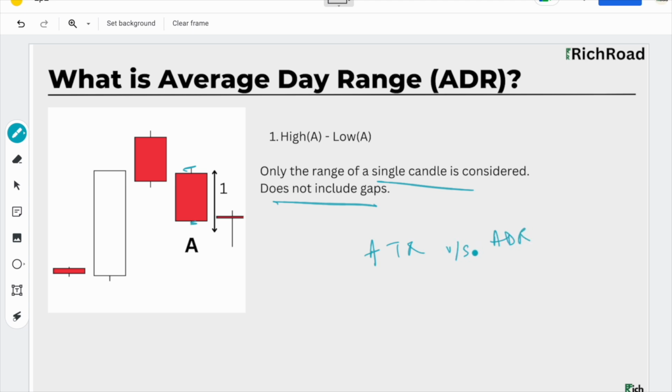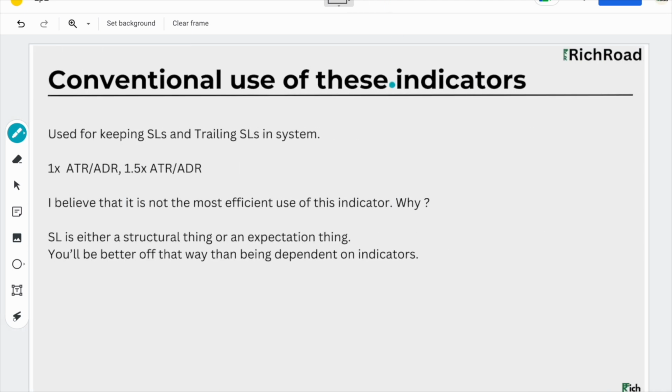But is this the correct way? Is this the most efficient way? Again, there is no good or bad or right or no. It's always about efficiency in the markets. So see, what exactly is the conventional use of these indicators? What people do is people use these indicators for keeping their SLs or trailing SLs in the system. How do they go about it?